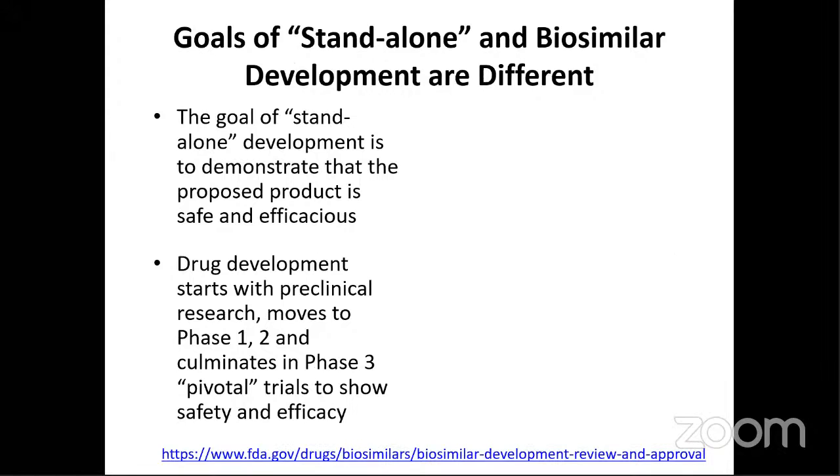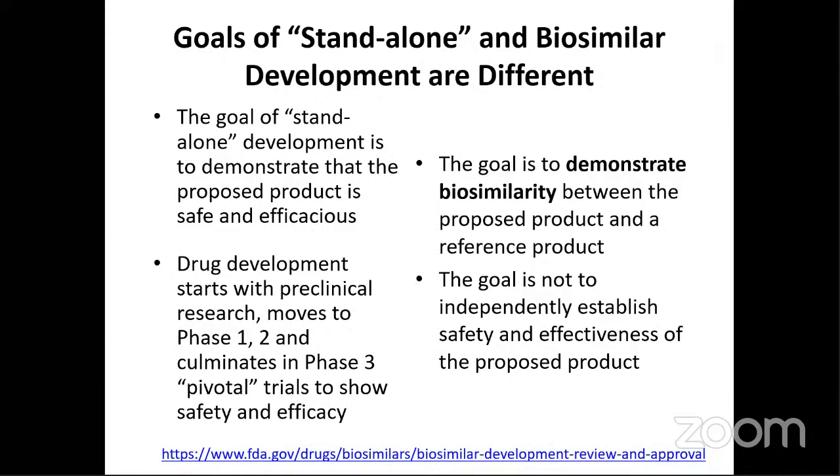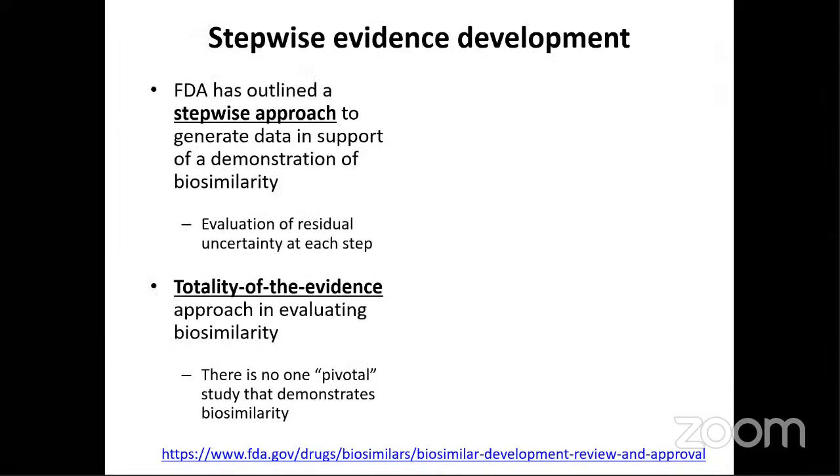Just to reiterate again, the goals of the standalone and biosimilar development programs are different. The goal of the standalone program is to demonstrate that the product is safe and efficacious, where drug development starts with preclinical, followed by phase 1 and 2 pivotal trials. Versus the goal of a biosimilar is to demonstrate biosimilarity between the proposed product and the reference product. Again, to emphasize, the goal is not to independently establish safety and effectiveness of the proposed product.